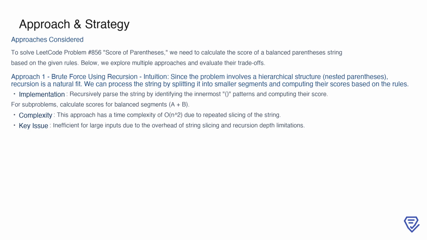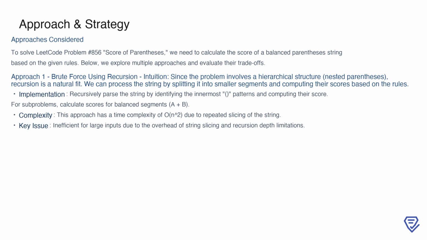To solve problem number 856, score of parentheses, we need to compute the score of a balanced parentheses string based on the problem's specific rules. Let's start by considering different approaches. One approach is brute force using recursion. The intuition here is that the nested structure of parentheses naturally lends itself to recursion. By breaking the string into smaller segments, we can compute the score of each portion individually. For example, we identify the innermost pairs, assign them a score of 1, and then calculate scores for larger balanced segments by summing the scores of their parts.